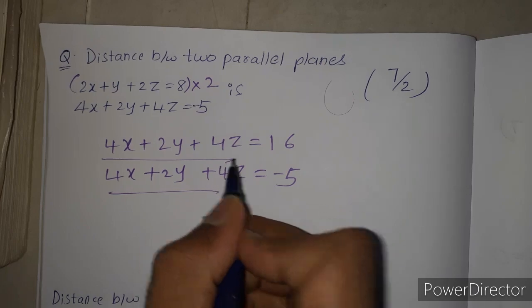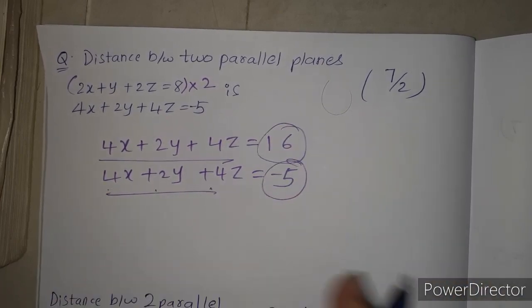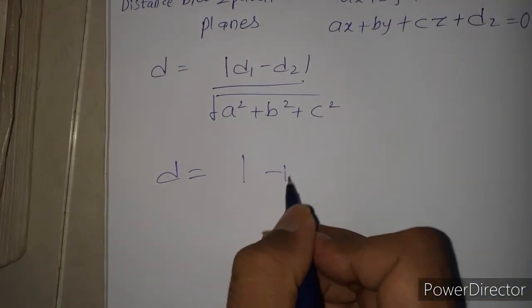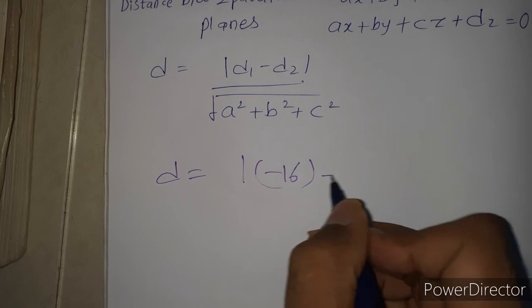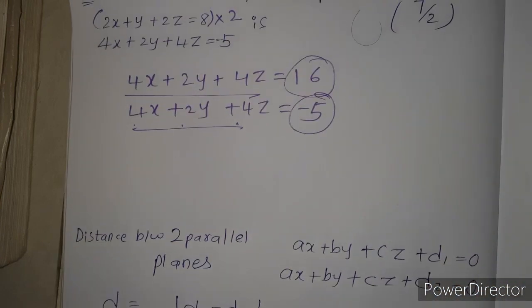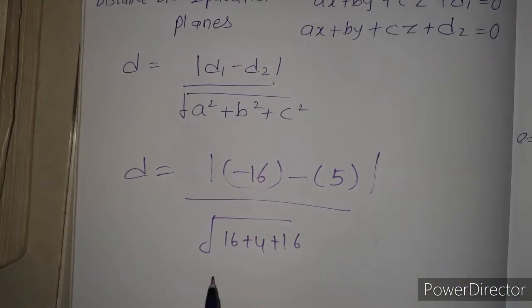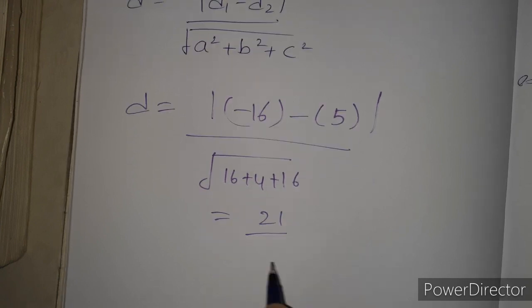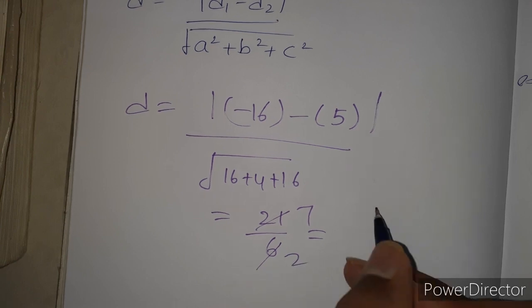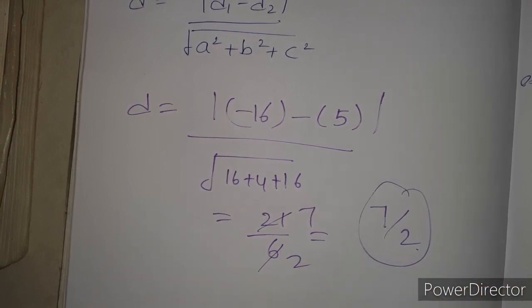Now they look similar. So now we have d1, d2, and the coefficients are 4, 2, 4. And substituting in this d1 minus d2, we'll get, by root of a square plus b square plus c square, 16 plus 4 plus 16. So we'll get 21 by root 36, which is nothing but 6. This is 3.5, that is 7 by 2, the distance between the given two parallel planes.